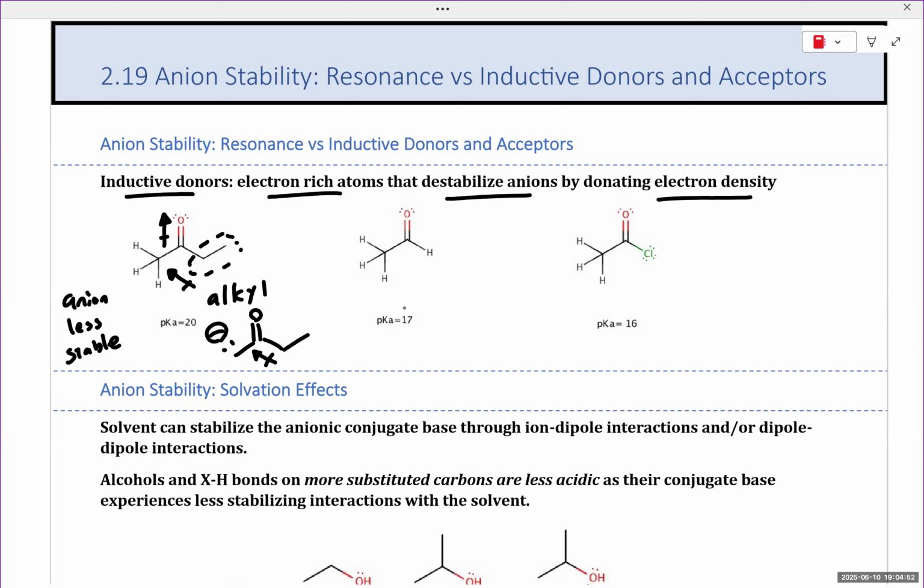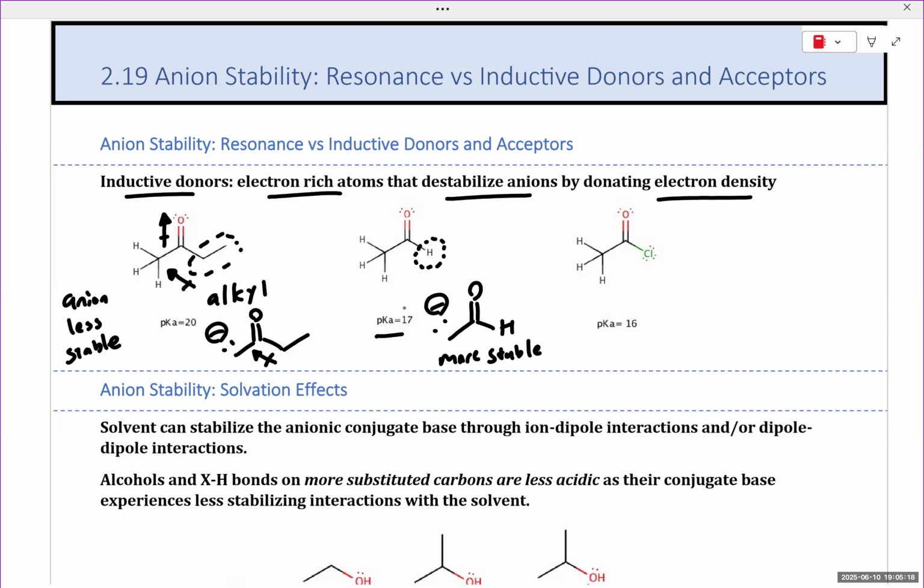You can see the effect of this alkyl group because if we replace it with a hydrogen, which is a weaker donor, you end up with a more acidic compound. Why is that? If we look at the conjugate base anion, this conjugate base anion is more stable as we don't have an alkyl group shoving electron density into the pi system.